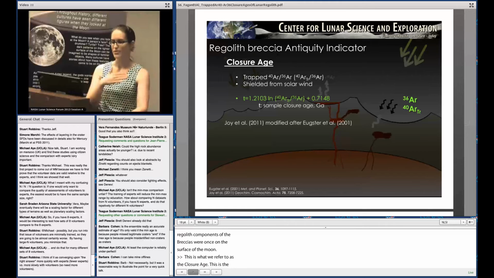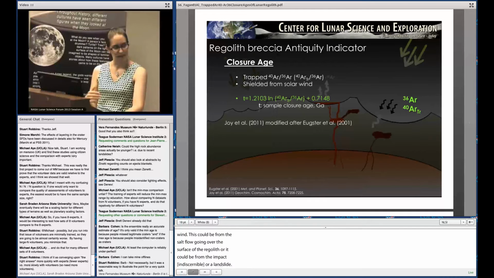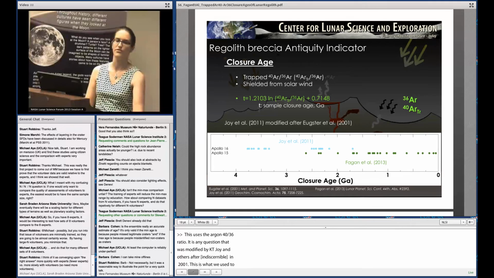And this could be from a basalt flow going over the surface of the regolith. It could be from ejecta from an impact crater or even a landslide. And this closure age uses the trapped argon-40, argon-36 ratio. And it's actually an equation that was modified by Katie Joy and others in 2011 after Eugster et al. 2001. And so this is the equation that we use to calculate what the closure age is and determine when these regoliths were closed off from further input.